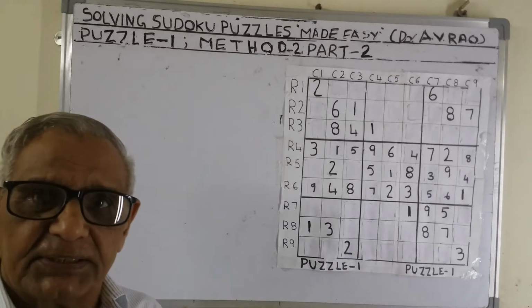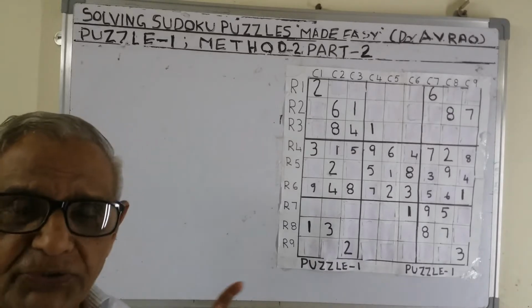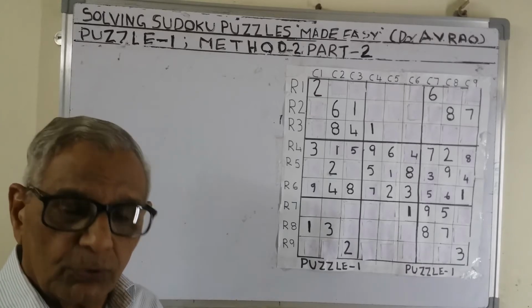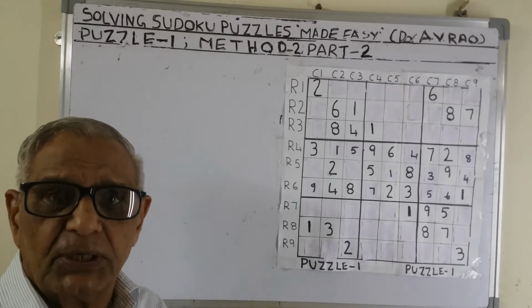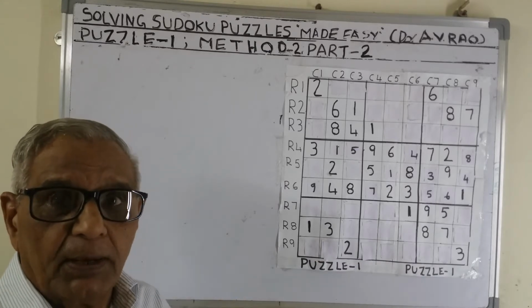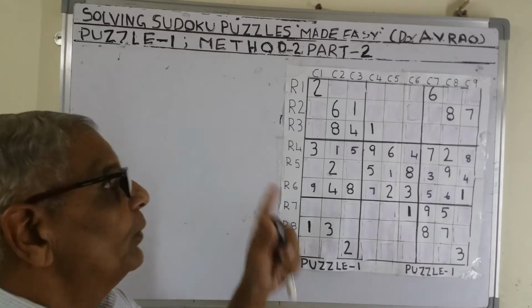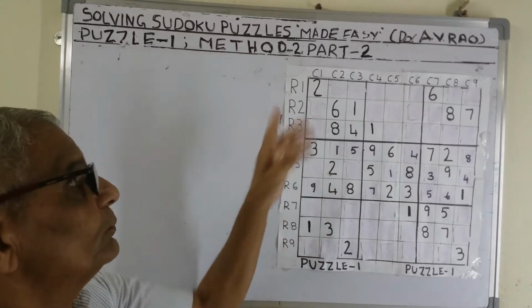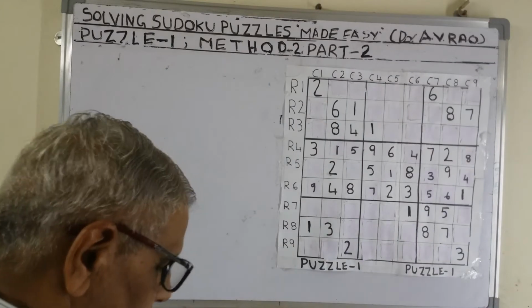Hi, good morning, friends. Yesterday, we started solving puzzle 1 by method 2. Because it is a very lengthy process, we are going step by step and part by part. We cannot do it in a single part. So yesterday we did part 1 and solved up to some cells. Now, today we are taking up part 2.